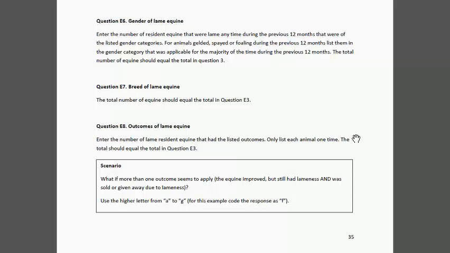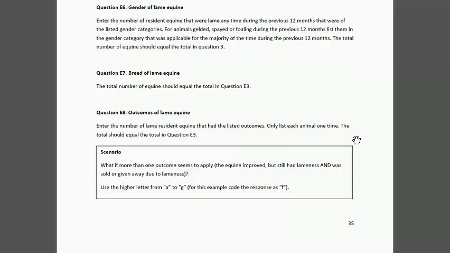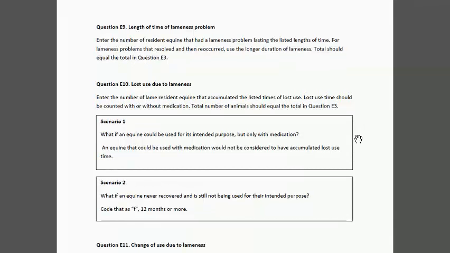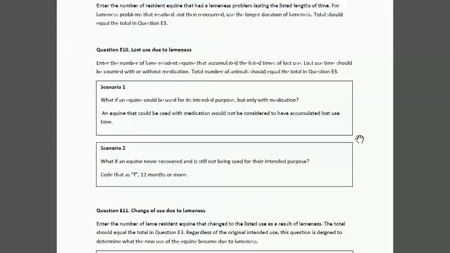So going on to questions 9 and 10. Again, the totals should equal the number in question 3. This goes to the duration of lameness and the accumulated time of lost use for each equine with lameness. Number 11, very similar question.